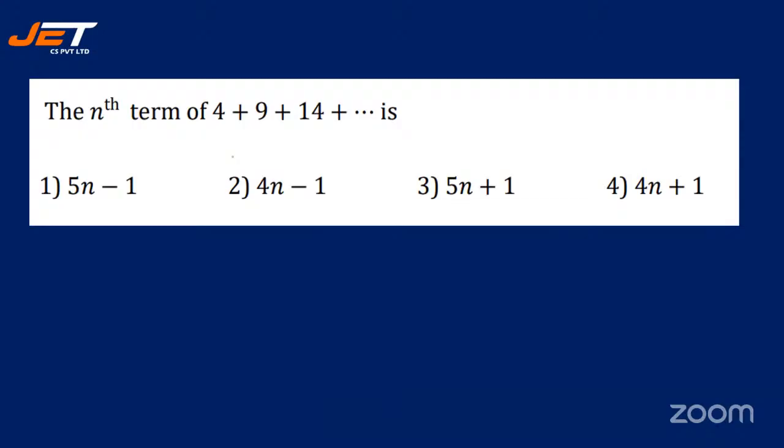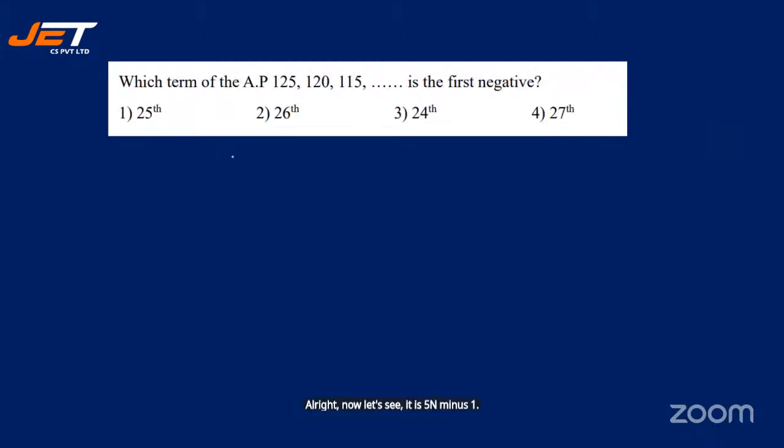So the time is running. It's a very simple sum: 4 plus 9 plus 14 plus and so on. All right, now let's see. It is 5n minus 1. Right, now see the next question.